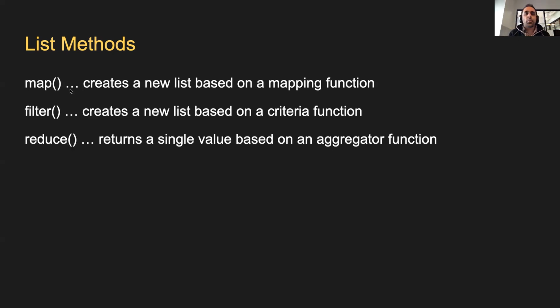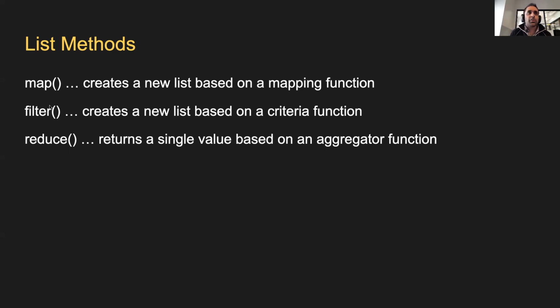So map. What does map do? Map will take in a list and it will output a new list. And the key thing here is it's a brand new list. The original list is not being modified. All right, so just keep that in mind. So you can call map on an existing list. It's going to create a brand new list for you based on a mapping function. And we're going to see an example of this.